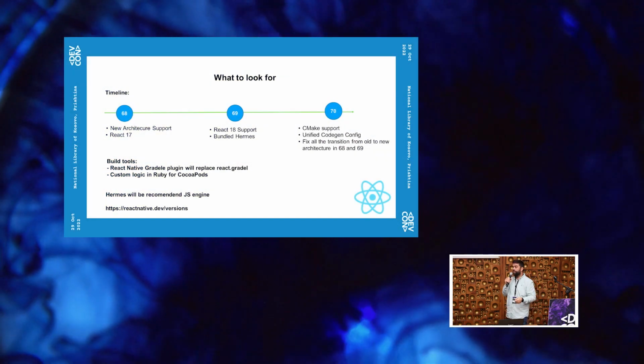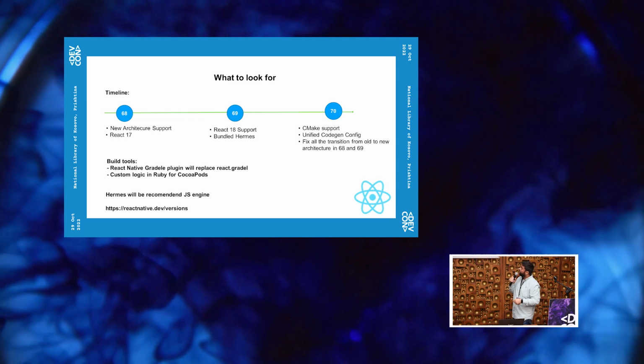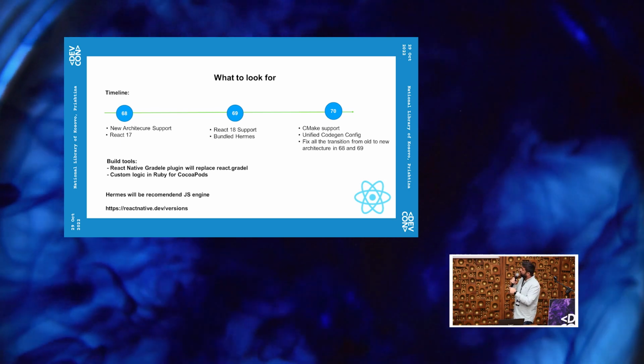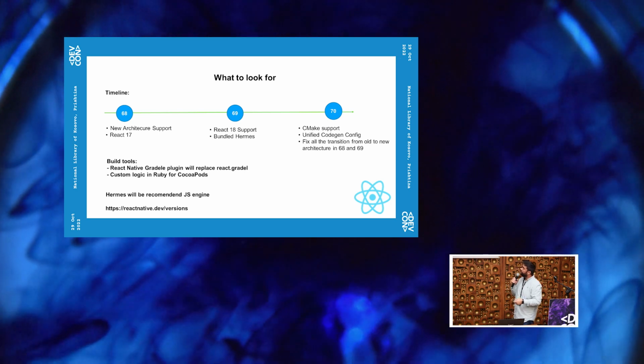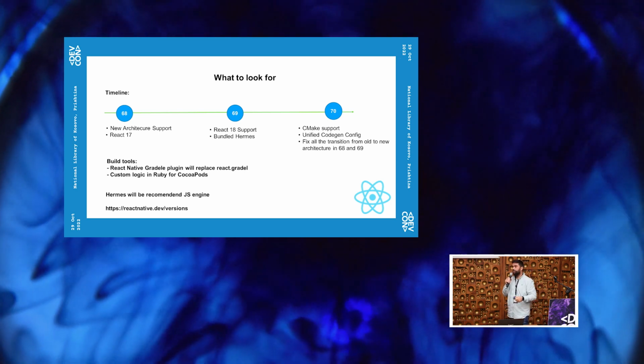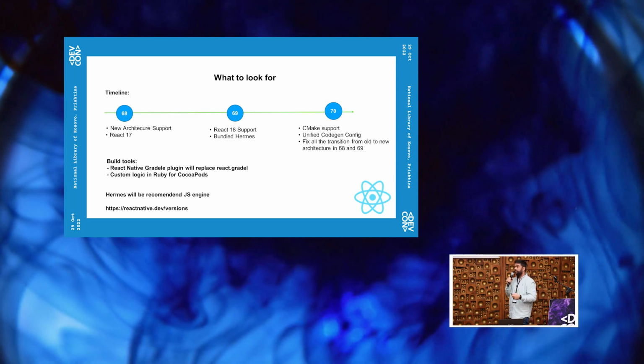But Hermes is something that Facebook is going to offer support for in the future, and all the optimizations that are going to come after version 70 will actually be tightly coupled with Hermes. Why did they decide to bundle Hermes? It's because historically, if they didn't bundle it, they had a lot of problems with different React Native versions and different Hermes versions. They were not working very well together.